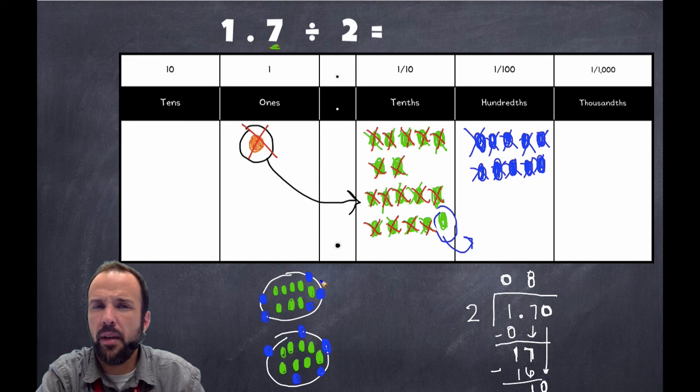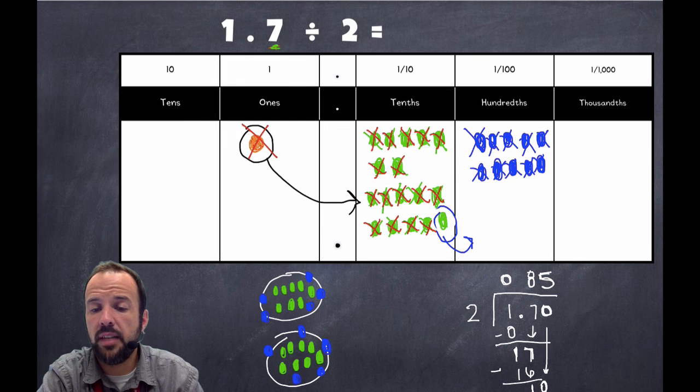All right, so I kind of overflowed out of my groups a little bit here, but we get the idea. I took those 10 hundredths, and I was able to put 5 in each group, right? 1, 2, 3, 4, 5. So coming back over here with our standard algorithm, I was able to put 5 in each group.